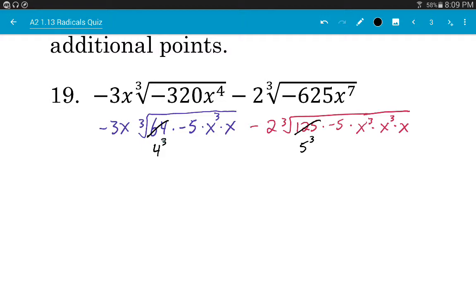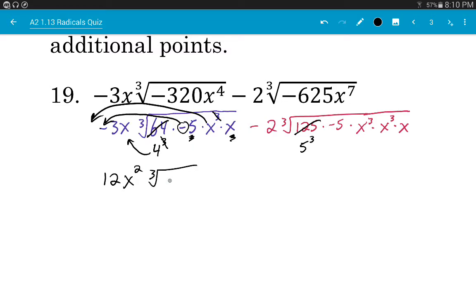Anything with a cube can come out. So this 4 can come out. This negative sign can come out. And this x can come out. So let me clean this up before I move on. Negative and negative means that the front number is going to be positive. It's 2 negatives. 3 times 4 is 12. There was already an x out front, and I brought out another one, so this is x squared. Positive 12x squared. And who is stuck? The 5 is, and the x is. So I get the cube root of 5x.